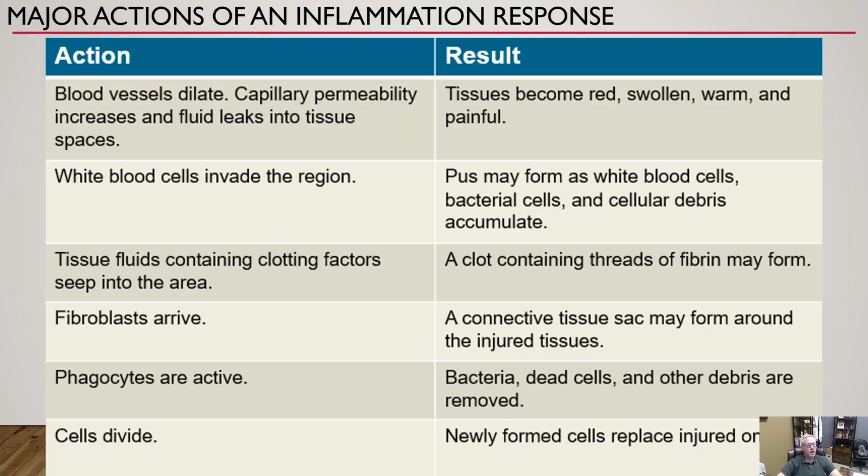All right, so here is a summary slide of what happens during inflammation. Your blood vessels dilate, capillaries are more permeable, white blood cells come in, tissue fluid has clotting factors, fibroblasts, phagocytosis, and new cell division occurs.